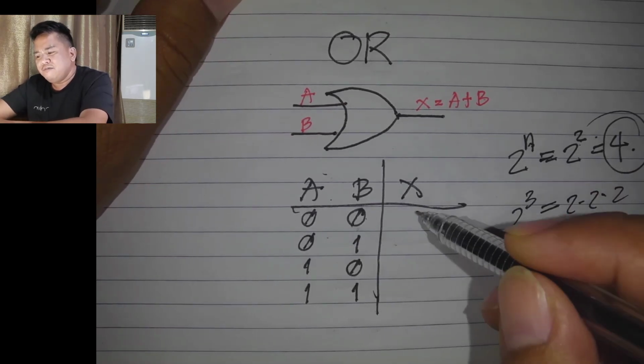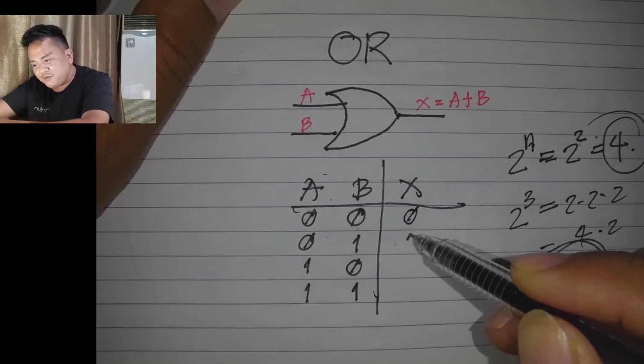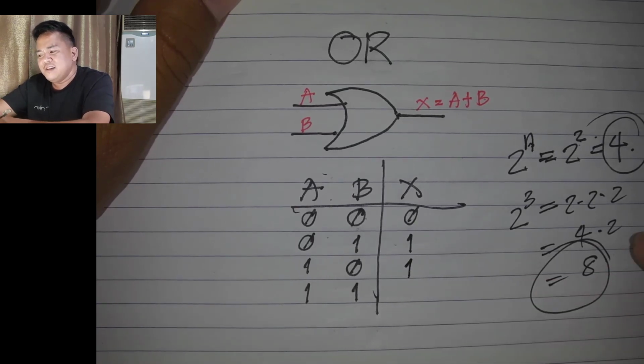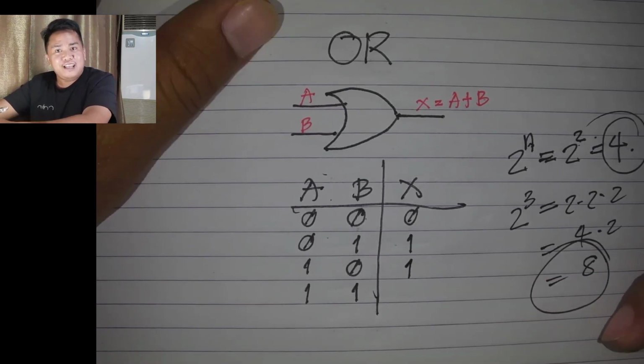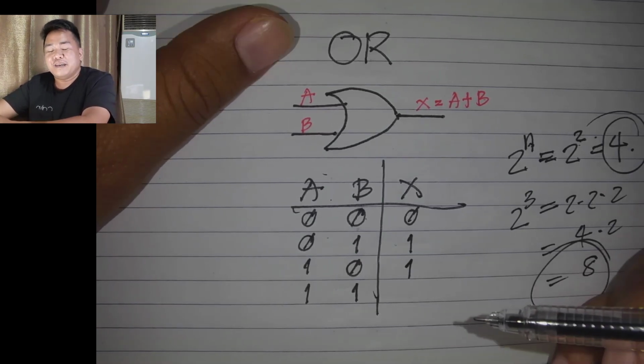0 plus 0, the answer is 0. 0 plus 1, the answer is 1. 1 plus 0, the answer is 1. 1 plus 1, the answer is 2. Because this is binary. Binary na po tayo.